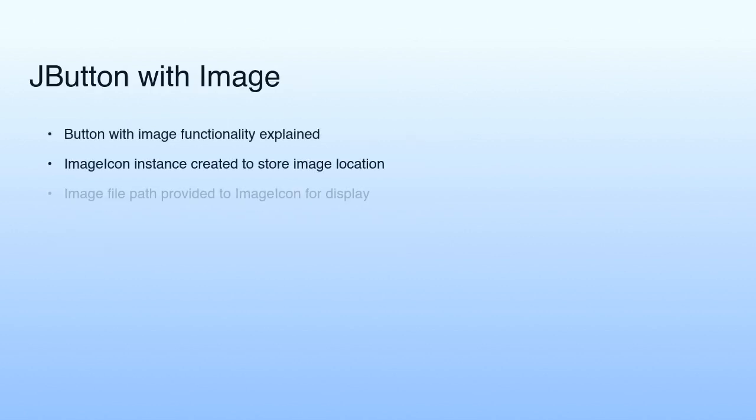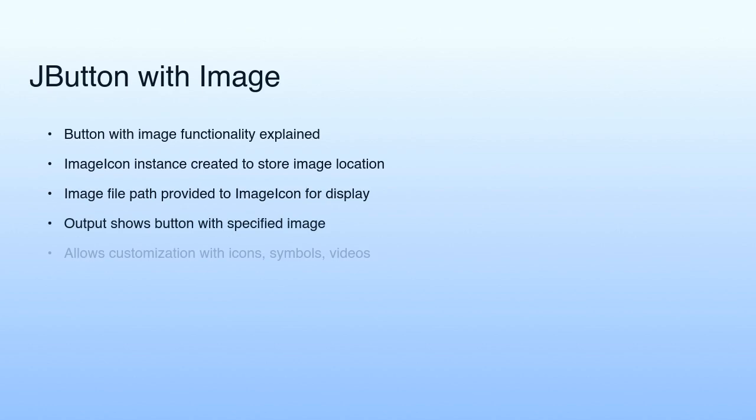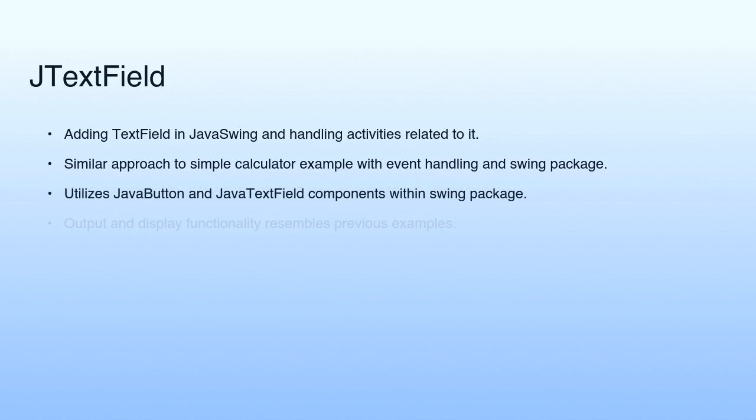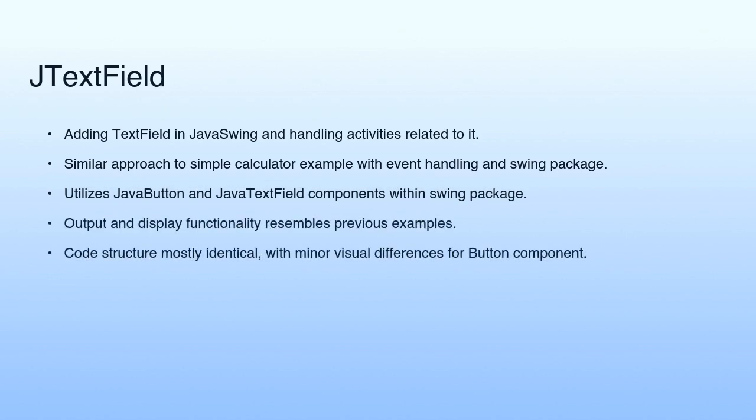It also covers adding images to buttons by creating an image icon instance and specifying the image file path, allowing for customization with icons, symbols, or videos. Moving on, the video demonstrates adding a text field component for user text input, similar to creating a simple calculator with event handling and the swing package.